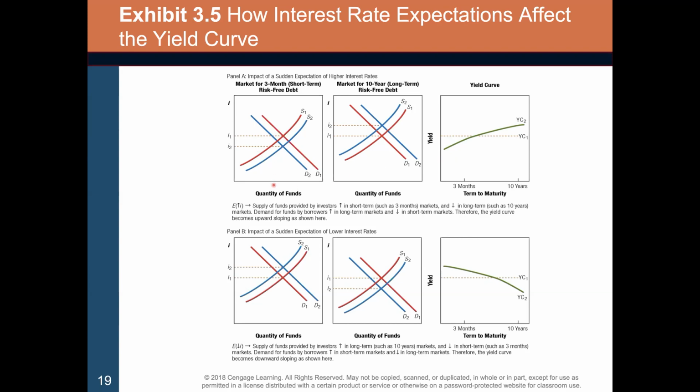So here we've got the market for 3-month, the short-term risk-free debt. And you can see demand at time 1 and demand at time 2 with the supply at time 1 and supply at time 2. So we can see in this case that the equilibrium interest rate drops as a result of changes in the quantity of funds demanded and supplied. Looking at the market for the 10-year risk-free debt, you can see at the same time that equilibrium, which we started with at I1, we expect it to go up. So supply goes up and the demand goes up right there.